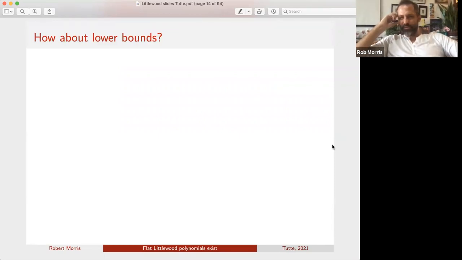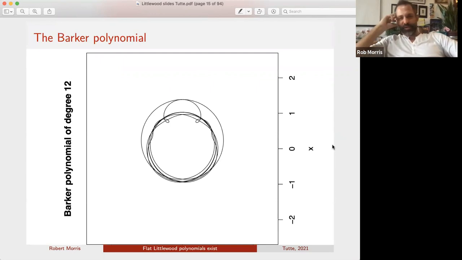How about lower bounds? None of the examples we've seen so far are at all good for lower bounds. So let's look at some examples, perhaps, just to see if there's any chance. Here's a nice example. The Barker polynomial is of degree 12, and is an extremely good example. Unfortunately, these Barker polynomials don't exist for degree larger than 12. I won't tell you the definition, but there's some family of polynomials.